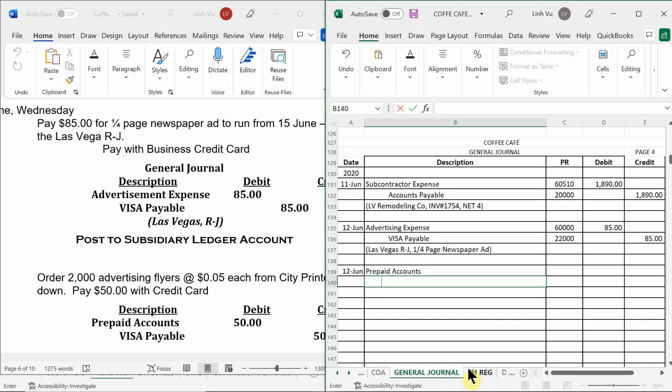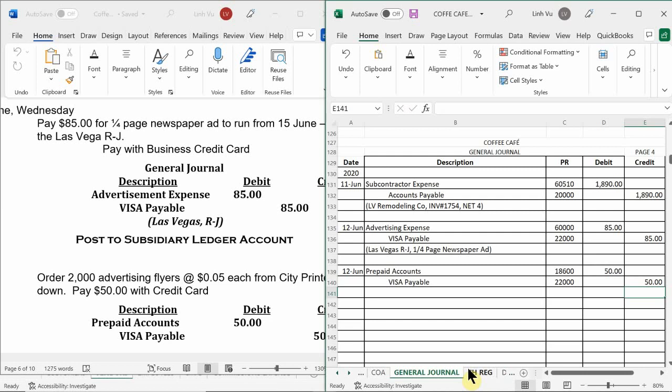And how did I pay for this prepaid? With Visa. Right, we paid with the Visa credit card. So again, prepaid was $18,600. Visa payable, we just used it, is $22,000. And how much was the prepayment amount for? $50. Okay.